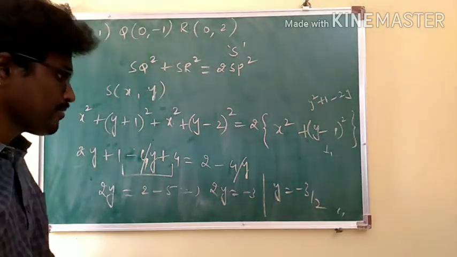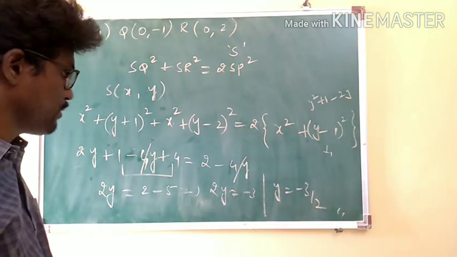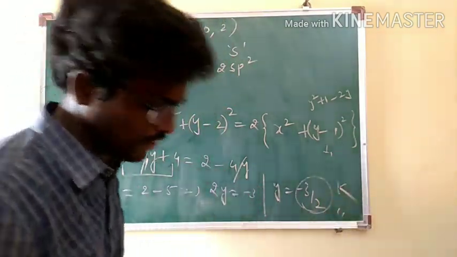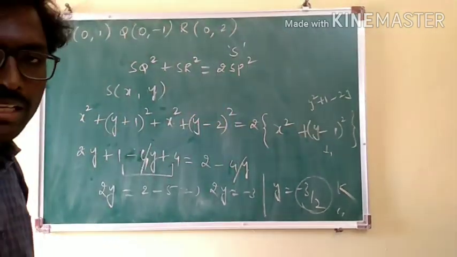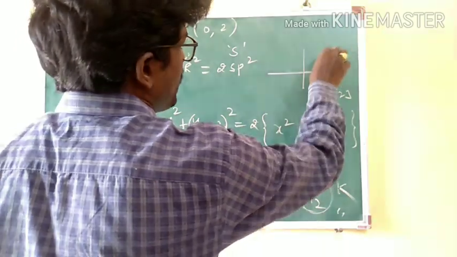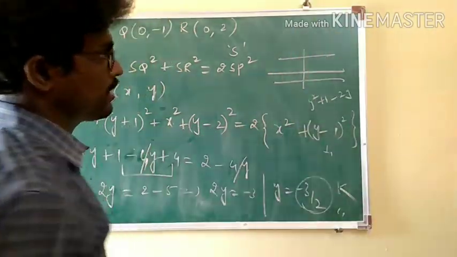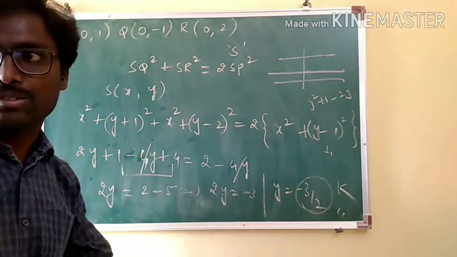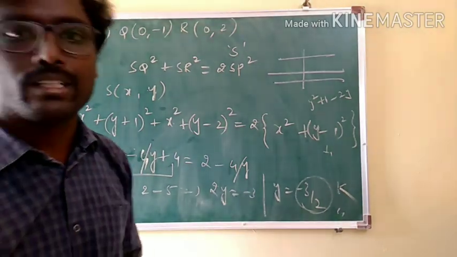What are we getting here? y is equal to minus 3 by 2. It means we have got an equation something like y is equal to k. When you have an equation like y is equal to k, then that line is parallel to the x-axis. So according to the options, what is suitable here? Straight line parallel to x-axis.